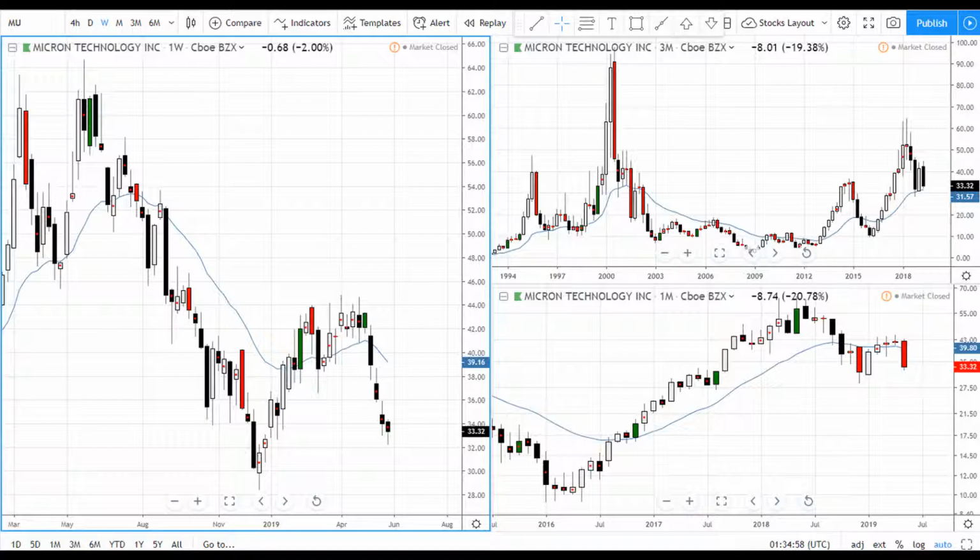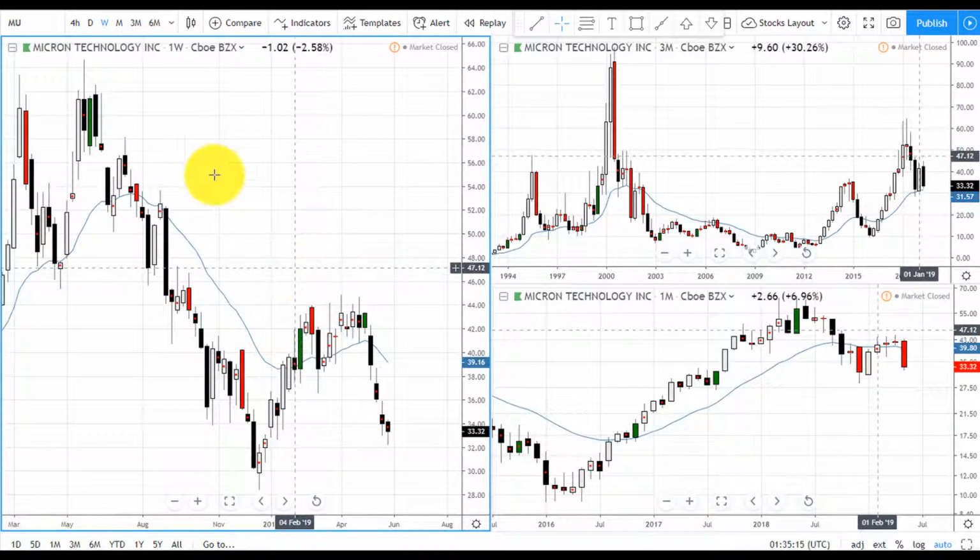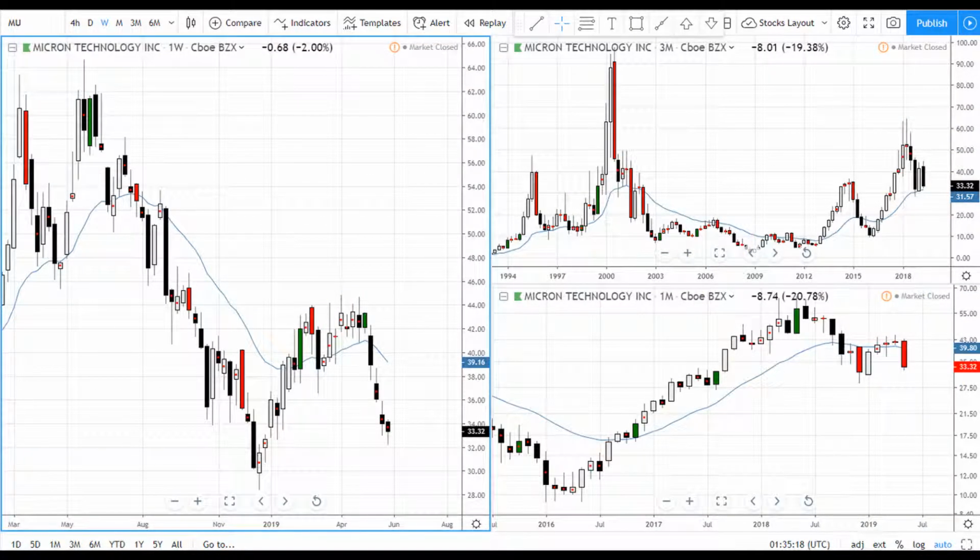In this video, we're going to analyze American stock MU, or Micron Technology. They make chips for other companies like Apple, Microsoft, and Google. This is the weekly chart. This is the monthly chart down here on the bottom right. And this is a 3-month chart, much longer time frames.